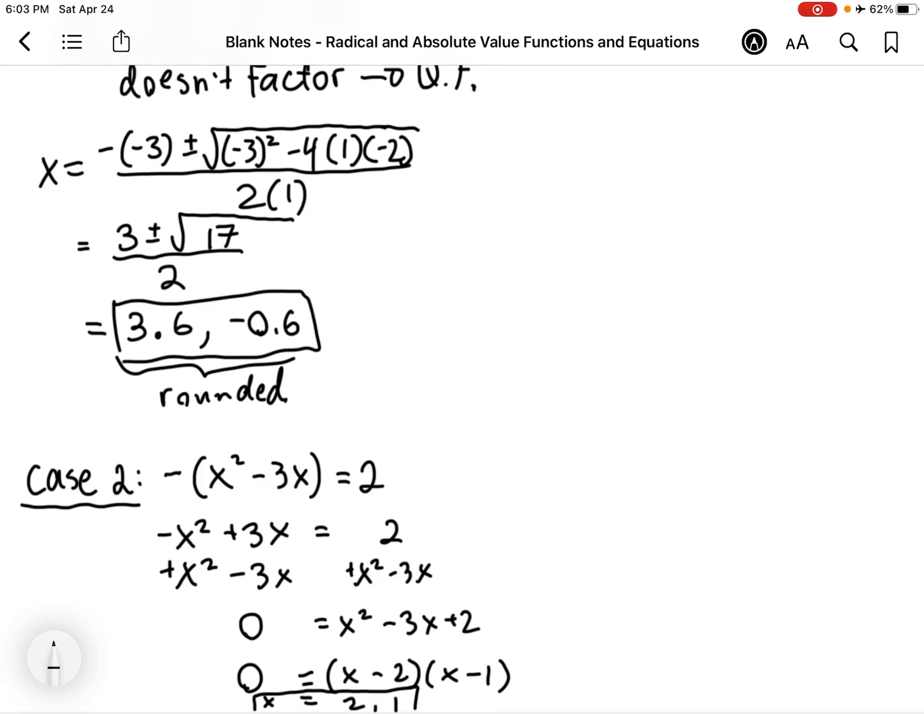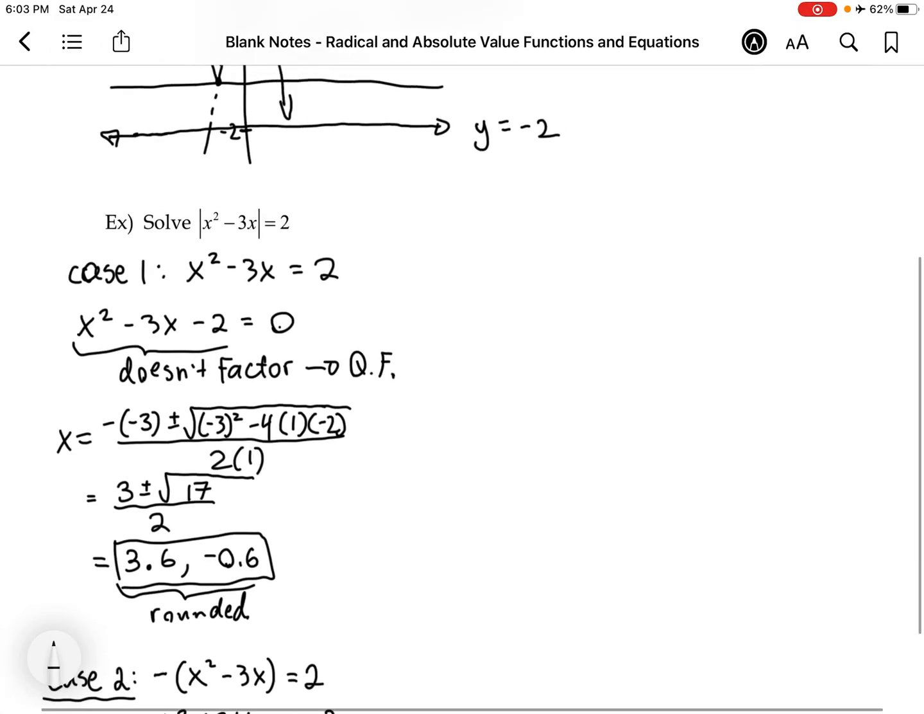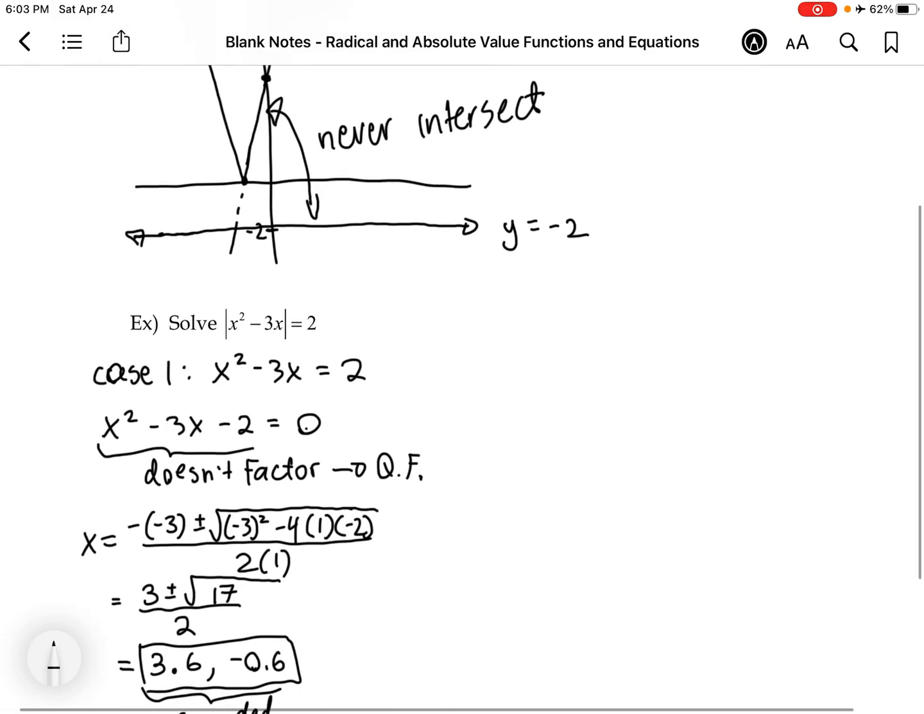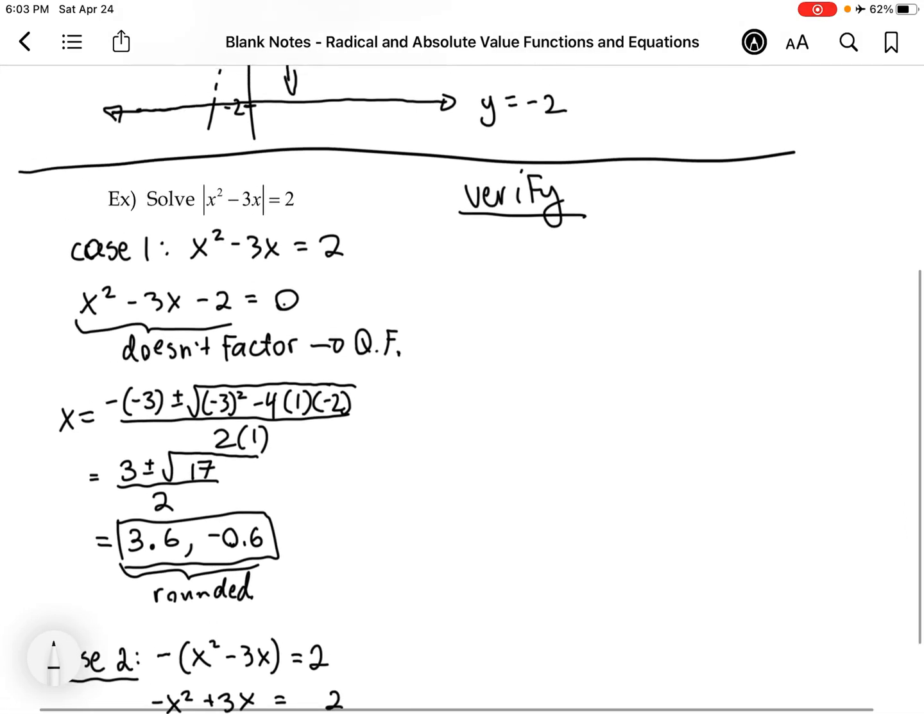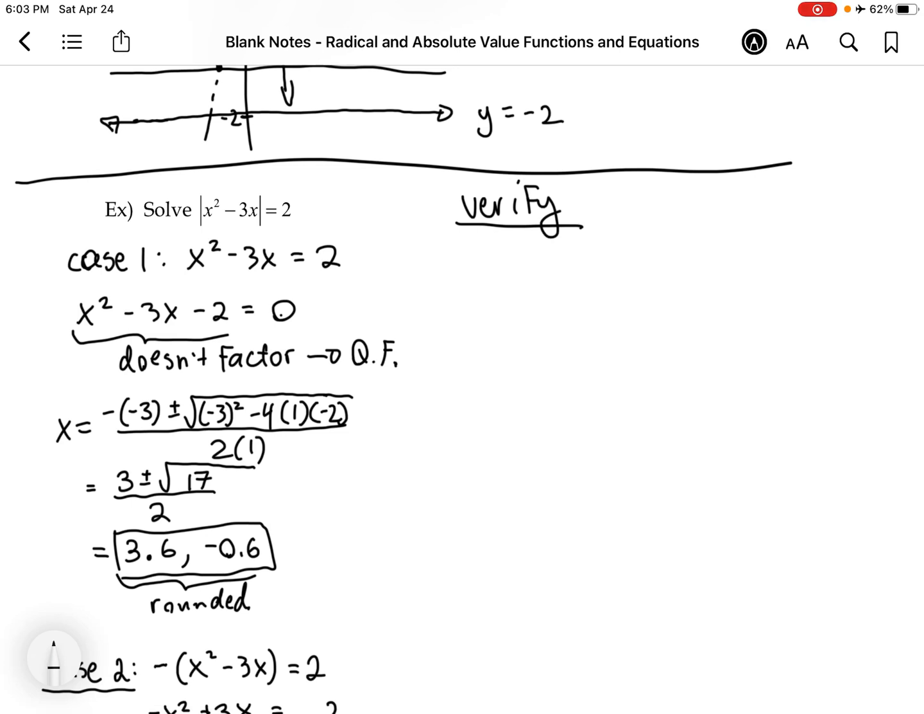And all four of those need to be verified. Okay, so now we have to do all of this verification. Okay, so let's just start with the first one, which is 3.6. Now, what you need to remember about the 3.6 and the negative 0.6 is that those are rounded values. And so when we plug them in, we're not going to get exact equality, but we're looking for something that's pretty close. And as long as it's pretty close, then that's good enough.